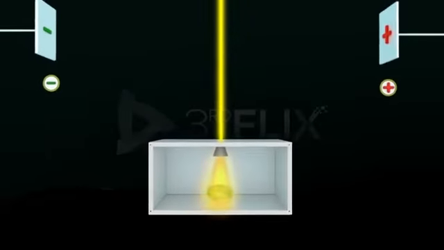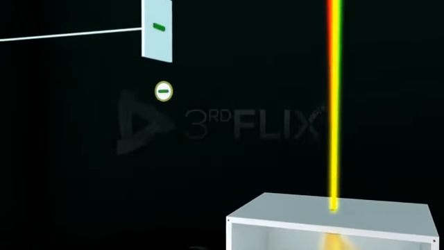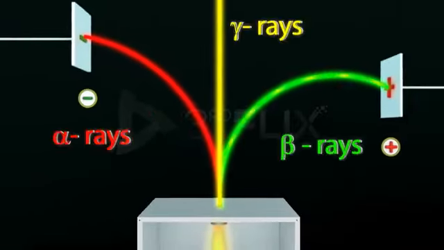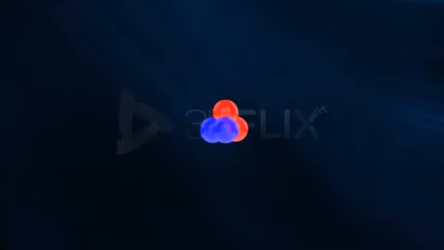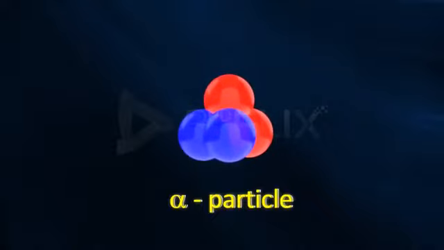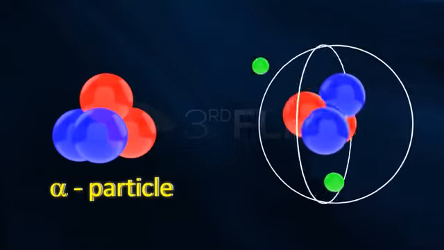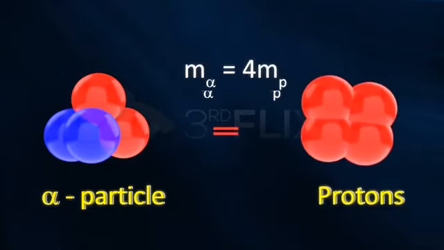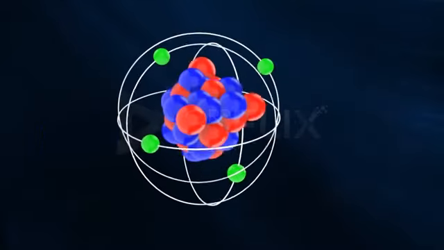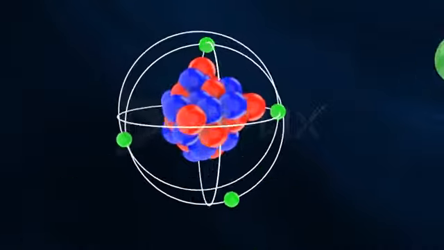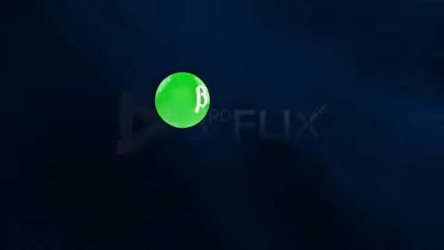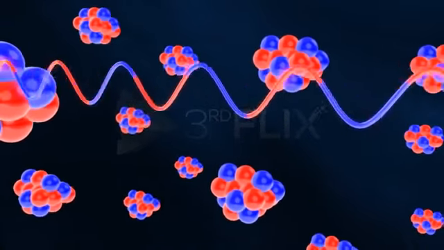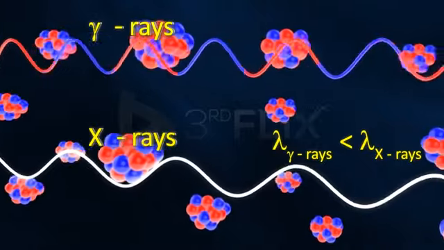Similarly, when an electric field is applied, alpha and beta radiations are found to bend towards the negative and positive plates respectively. Gamma rays, on the other hand, are found to continue in their path, unaffected by the electric field. An alpha particle consists of 2 protons and 2 neutrons, identical to the helium atom, which is double ionized. The mass of an alpha particle is 4 times the mass of a proton, and its charge is 2 times the charge of a proton. A beta particle is an electron. It originates in the nucleus and moves very fast. The mass and charge of a beta particle is equivalent to the mass and charge of an electron. Gamma rays are electromagnetic radiations. Their wavelengths are shorter than those of X-rays.